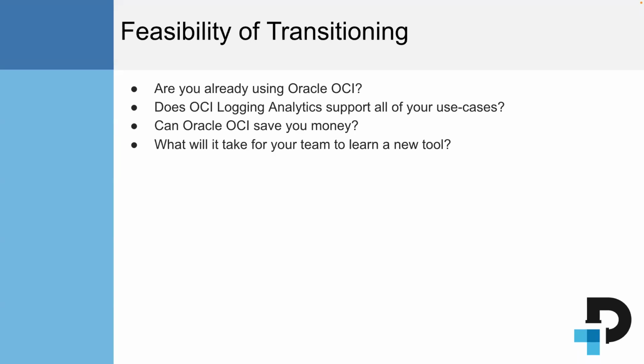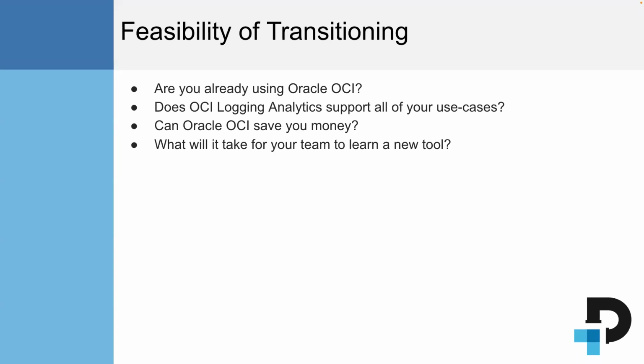This question is a deeper question that usually is the kind of meat that we'll get into with a customer, talking about, hey, what are your use cases? What are you hoping to achieve? But this comparison matrix should at least give you a high view of the feature sets and how they compare. Then we'll talk about whether Oracle OCI can save you money. I think this is the next biggest question you have to ask yourself.